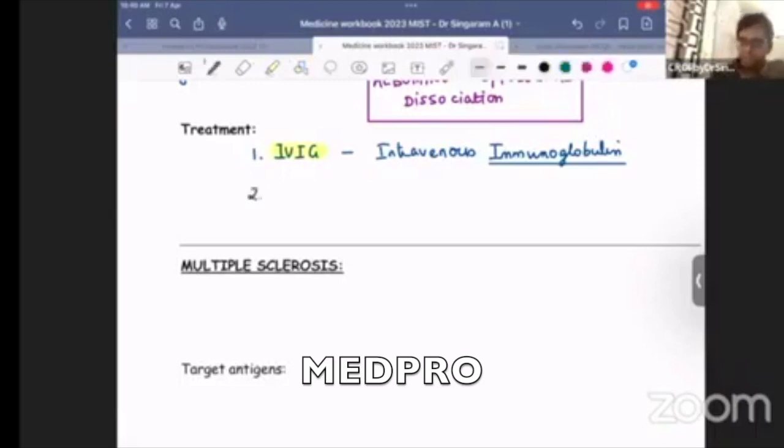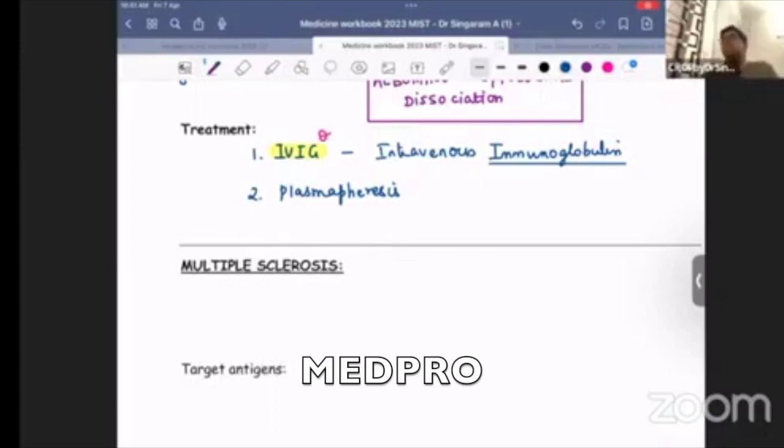Number 2 is something called plasmapheresis. Very simple. What is that? Plasmapheresis means you are taking out a small amount of the patient's blood. You are removing all the antibodies from the circulation and giving it back to the patient. That's all. It is a way of purifying the patient's blood by removing antibodies from it. That is called plasmapheresis. But remember, the treatment of choice is always IVIG, which is what you need to remember very clearly.